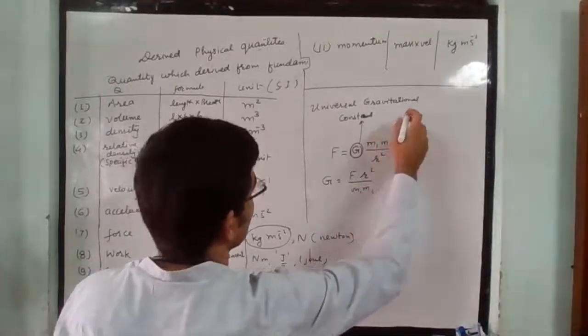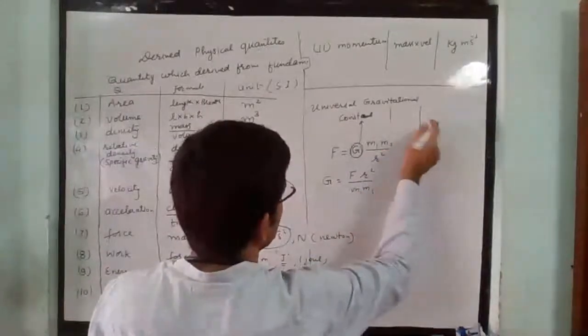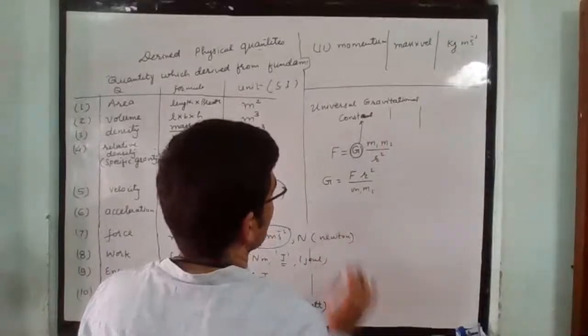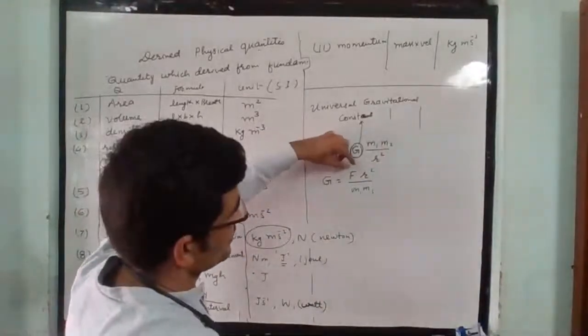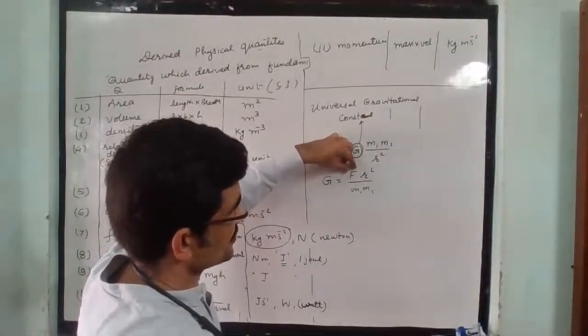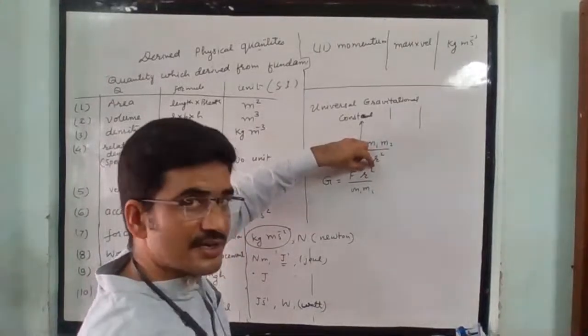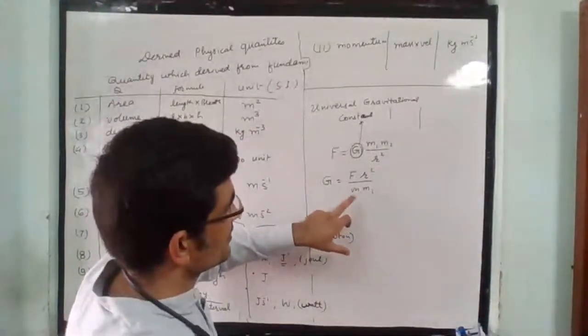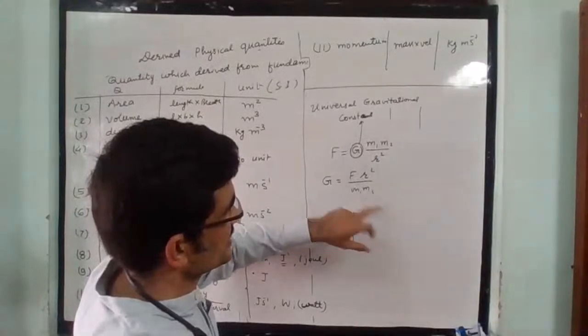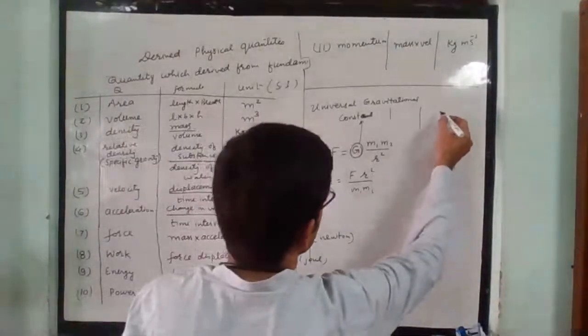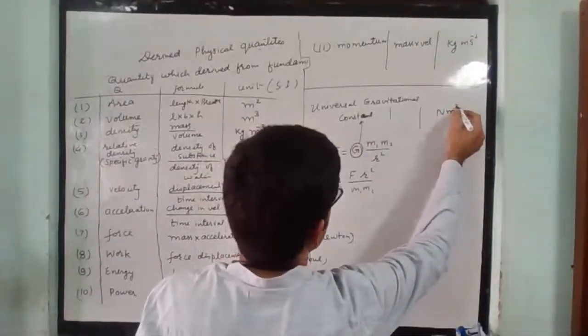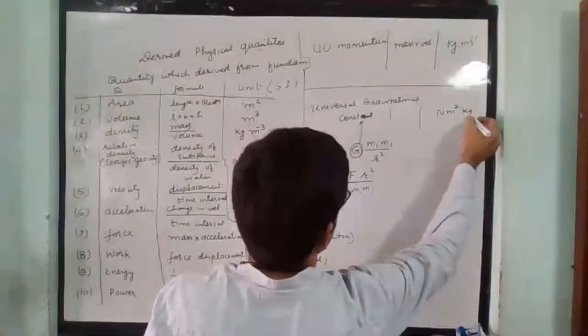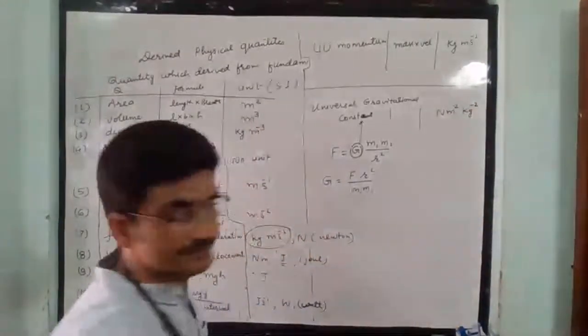This formula you have to write here in the second column. And what will be the unit? See, for force it is Newton, for distance square, meter square, divided by mass, two times kg, kg square. So its unit will be Newton meter square per kg square.